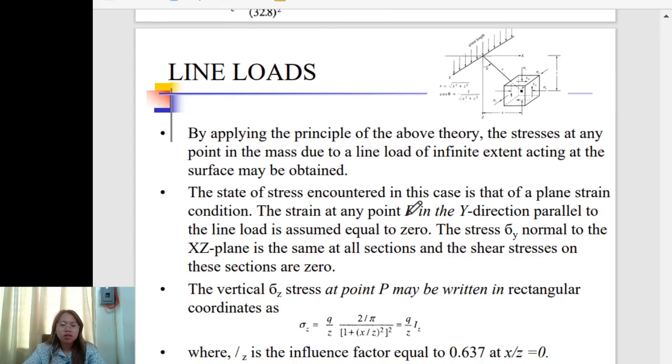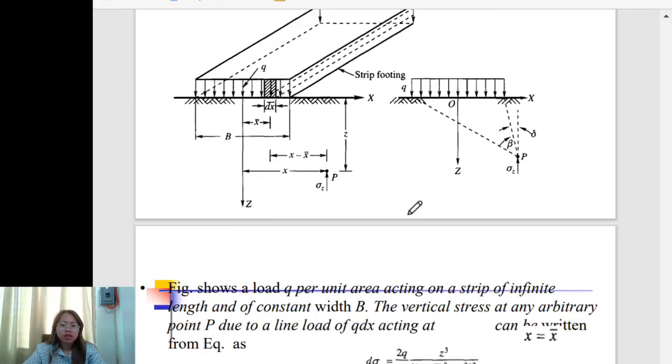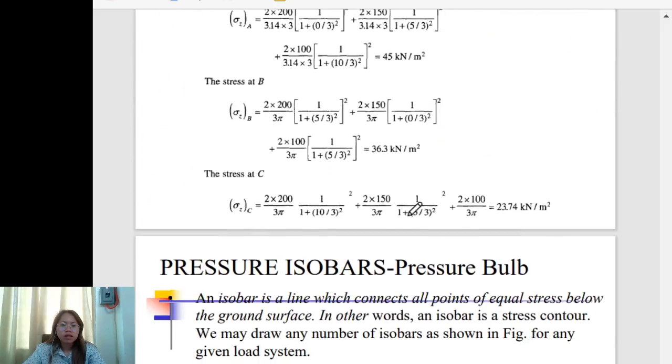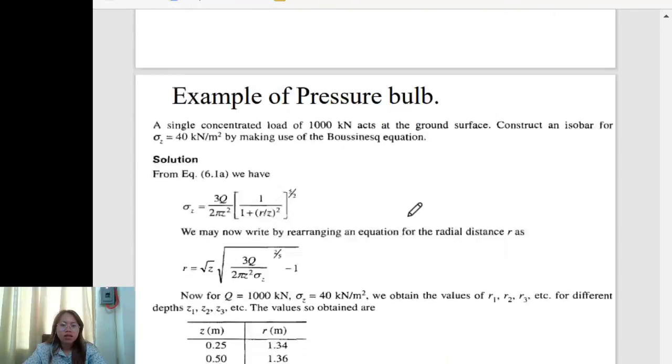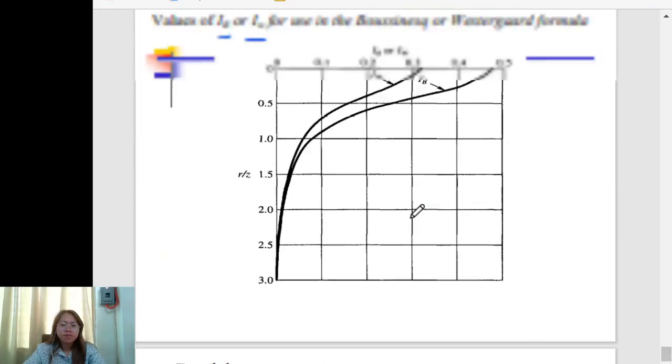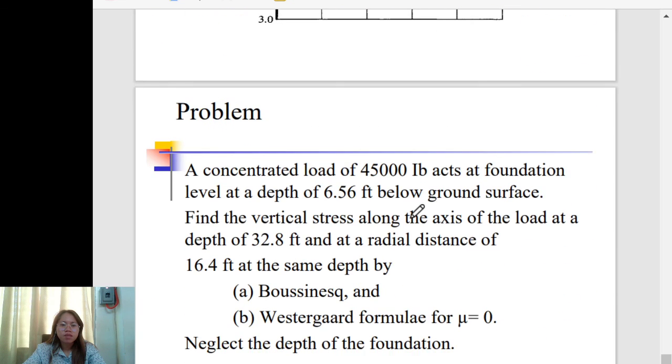We will just do this until the problem we have here.